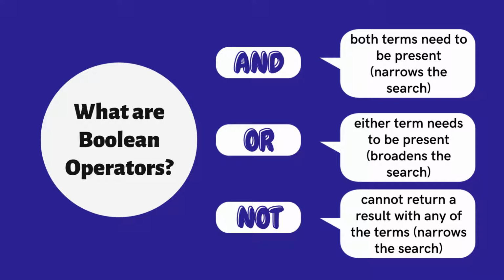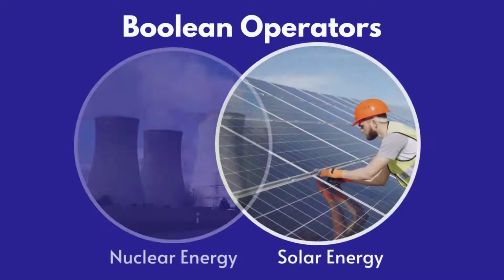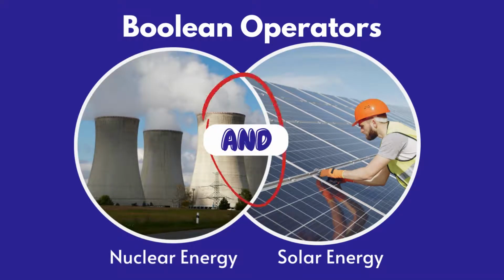If you use or, that means either one of them can be in part of the results. So that's going to broaden your search quite a bit. And then, of course, not. Not means that only one of the terms will be in your final results, not the other. Let's take a look using Venn diagrams to see if I can explain it better.